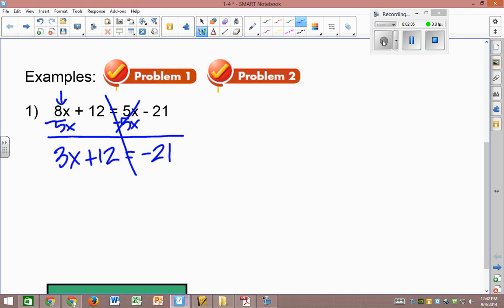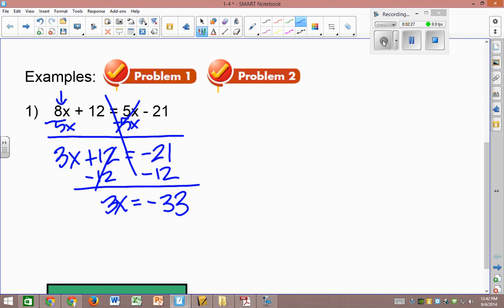So now we picked left for the x's, so now what? We gotta pick right for the numbers, so the 12 needs to move to the other side. How are you going to move it? Subtract. Get it to disappear on the left. So this is 3x, just left on this side. How about the other side? So minus 21 minus 12 is minus 33. They're both negative, so I just add them in my head.